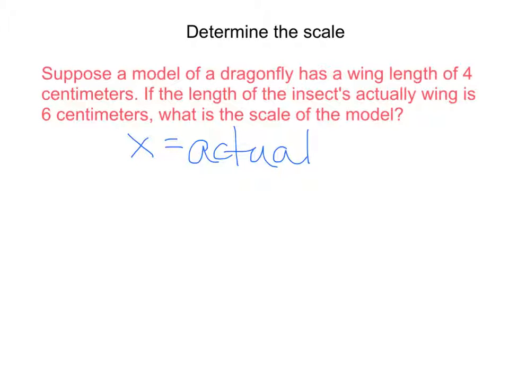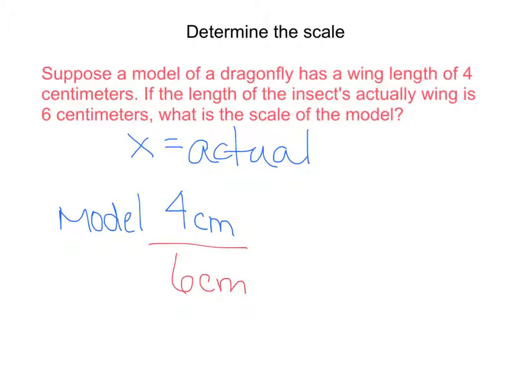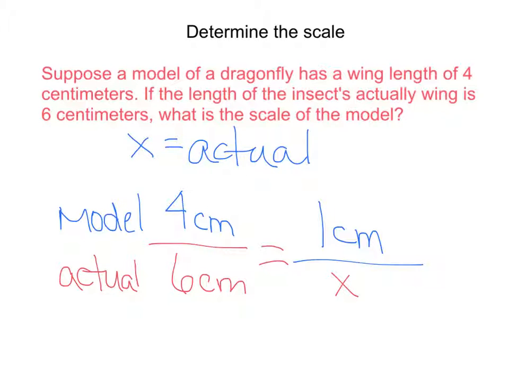So we're going to write the model length on the top, so 4 centimeters. That's the model. And we're going to put it over the 6 centimeters, which is the actual length. And then we're going to set up a proportion, and we're going to say 1 centimeter on the model equals x centimeters of the actual picture.